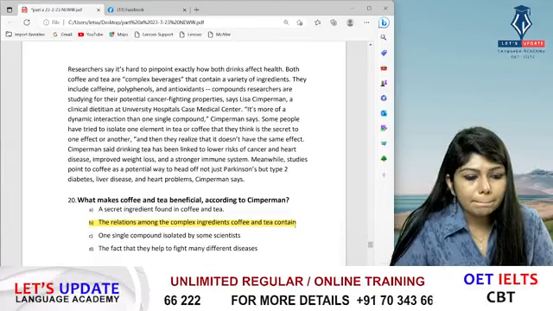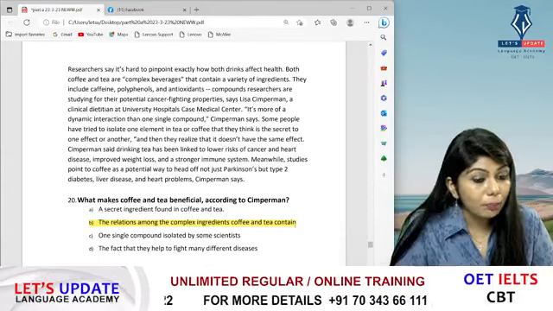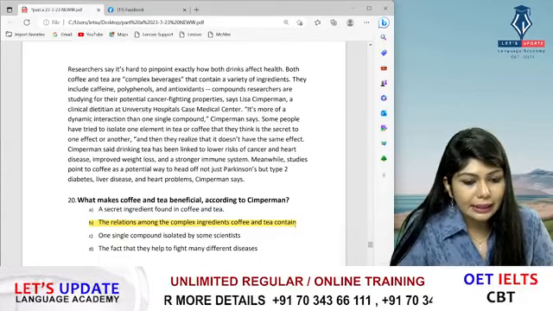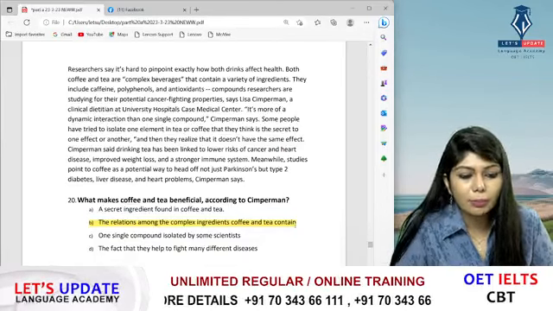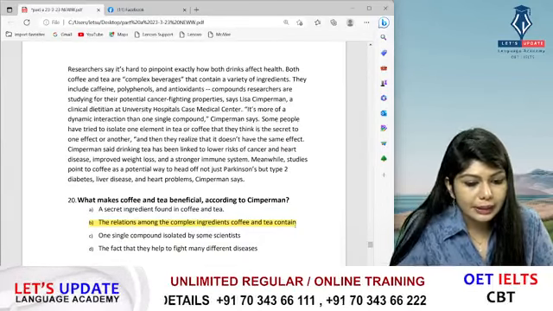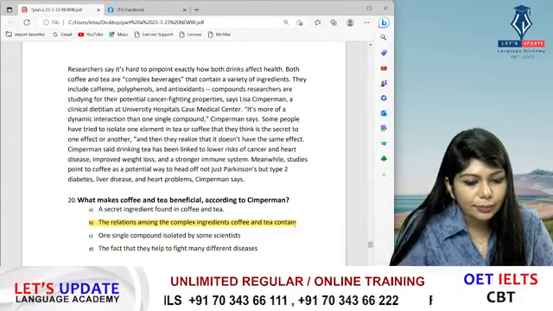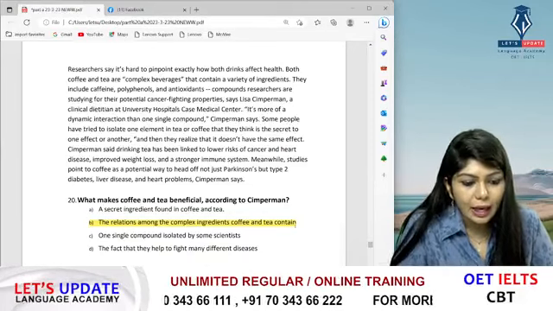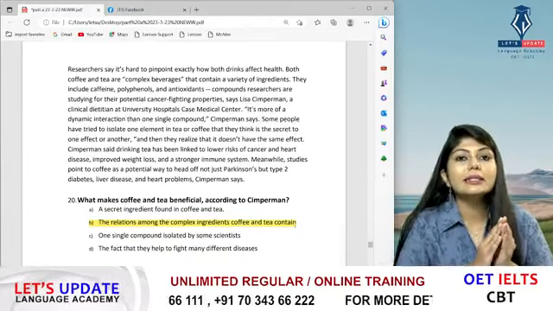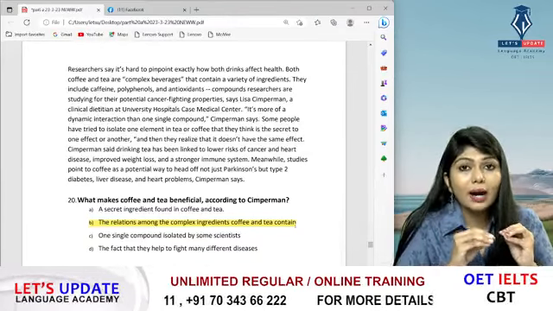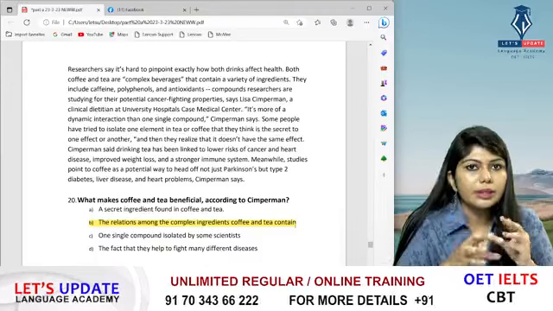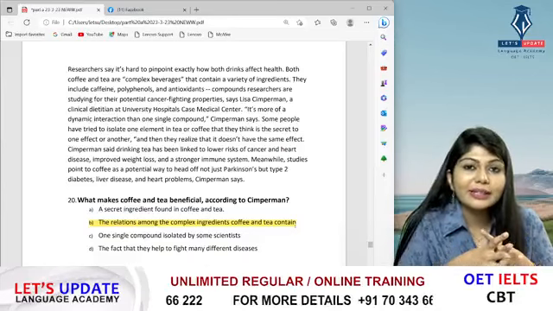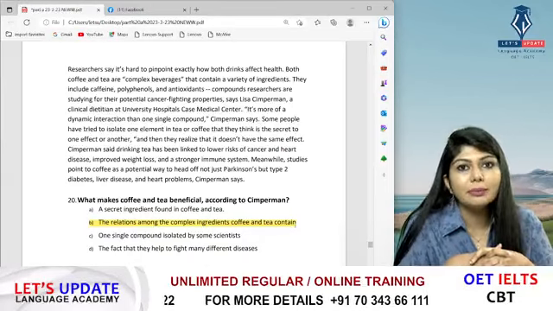These compounds actually have cancer fighting properties, and researchers are studying them for their potential cancer fighting properties, and because of it, it's more of a dynamic interaction than one single compound, and that is what the paragraph says. Because what some people actually did is they tried to isolate one element or one compound each from tea and coffee. Okay, and then they tried to check whether they have the same effect or not, but they didn't have the same effect.